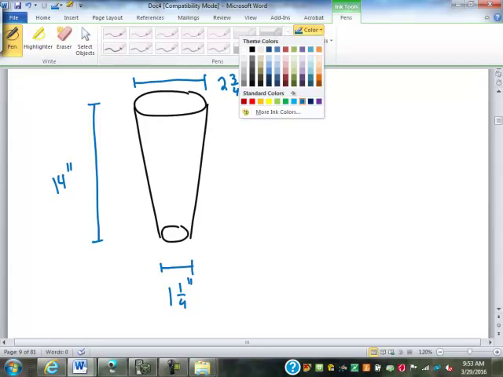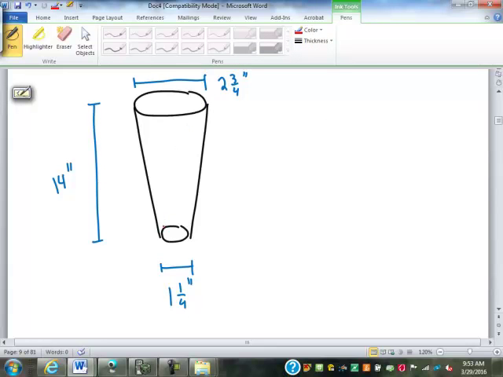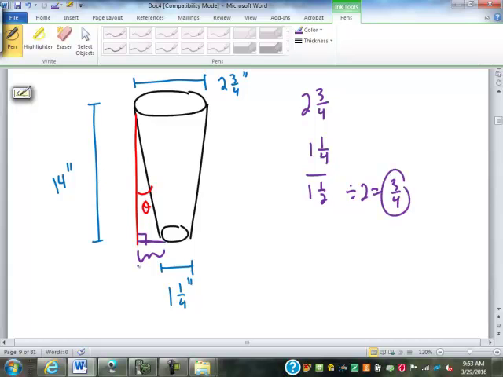Here's what I want to find: if I draw this line in here, what's this angle right there? Well, for this one, I can actually finish my right triangle by cutting this off at the bottom. Do I know that distance? Yeah. Okay, what is it? It's top minus bottom divided by 2. Oh yeah, it's half of the difference between the diameters. 2 3/4 minus 1 1/4, which is 1 1/2, and divided by 2 is 3/4. So that is 3/4 of an inch there.